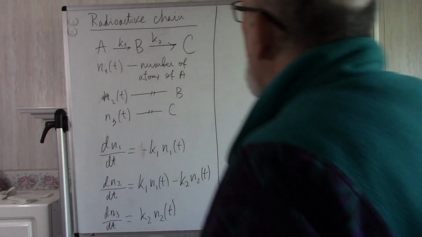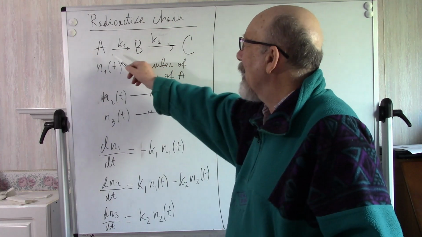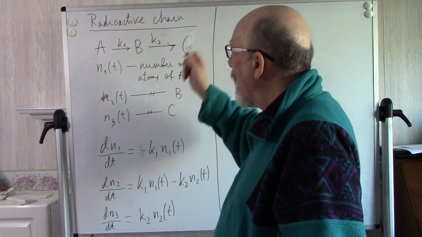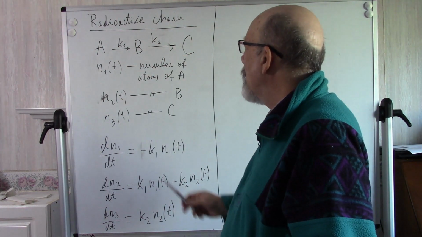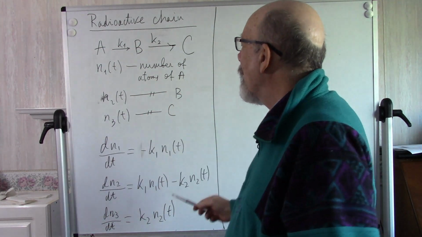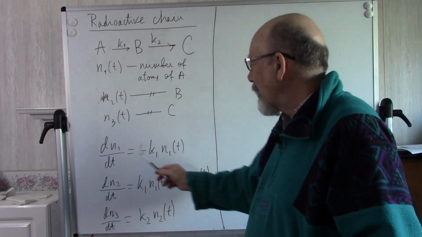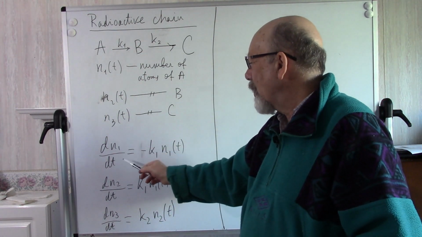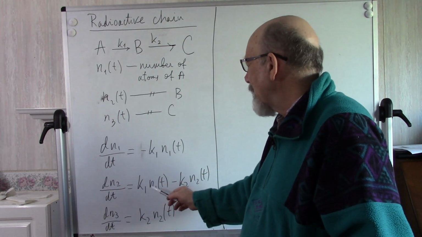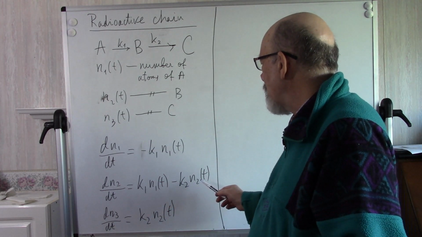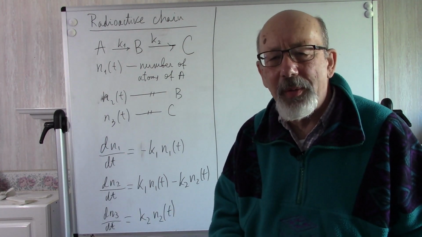Okay, so radioactive chain, we have this scheme of radioactive decay. A goes to B with the rate K1, B goes to C with the rate K2, and N1, N2 and N3 are the number of atoms of A, B, C as functions of T. And we have these equations: dN1/dt is minus K1 N1 of T, dN2/dt is K1 N1 minus K2 N2, and dN3/dt is K2 N2 of T.